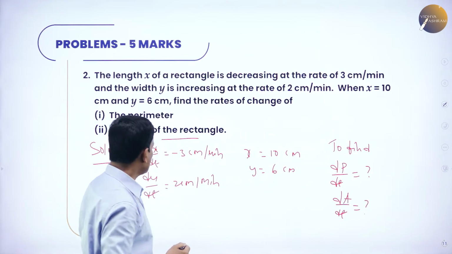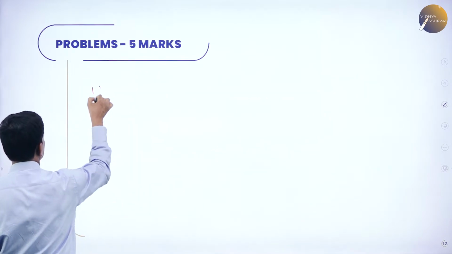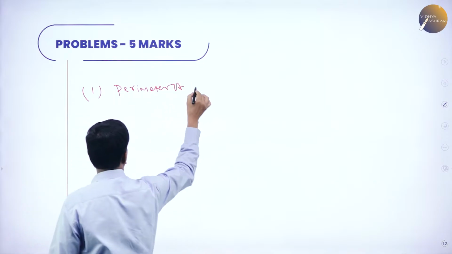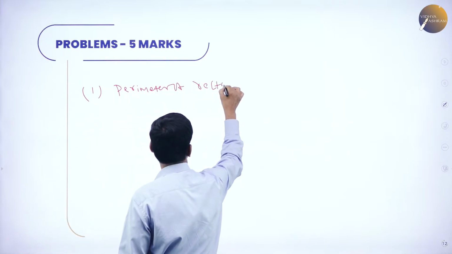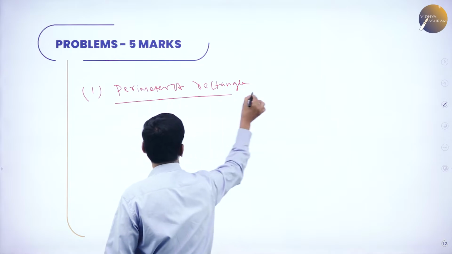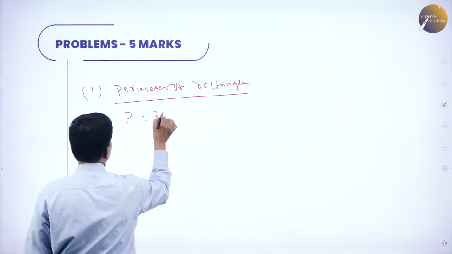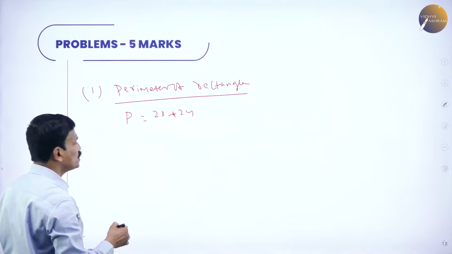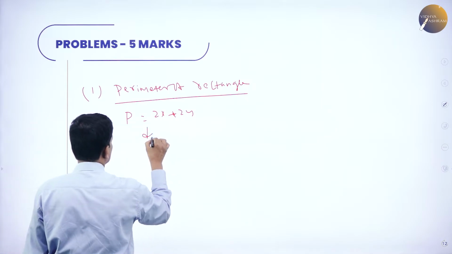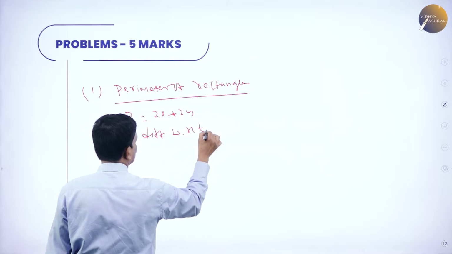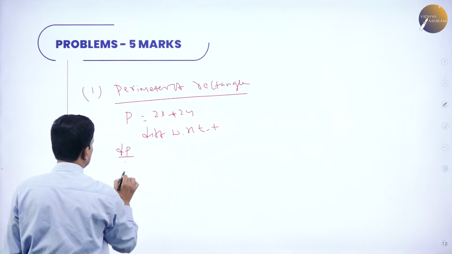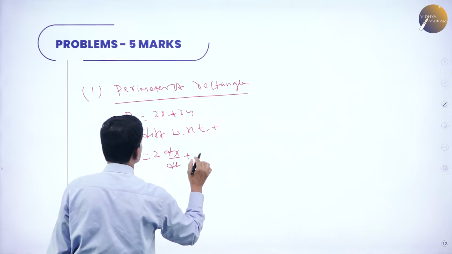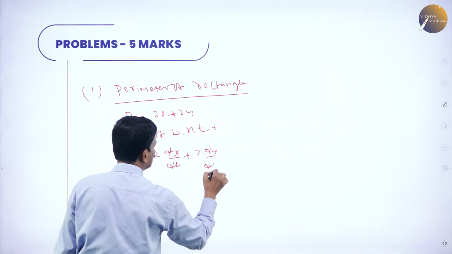Okay. Now let us come to the first concept, the perimeter of a rectangle. Perimeter of rectangle P is equal to 2x plus 2y. Suppose x and y are the length and breadth, then P is equal to 2x plus 2y. Differentiating with respect to t, dP by dt is equal to 2 into dx by dt plus 2 into dy by dt.